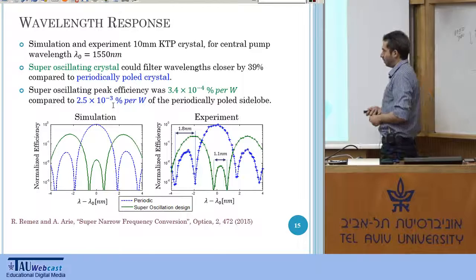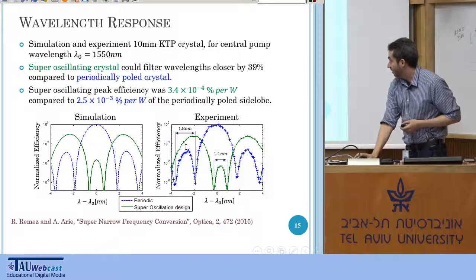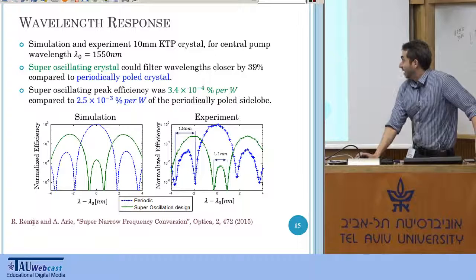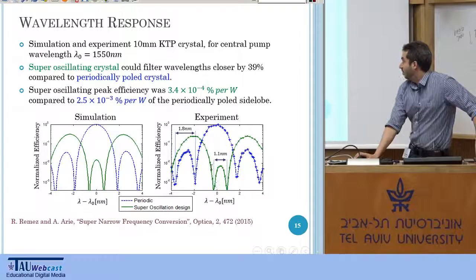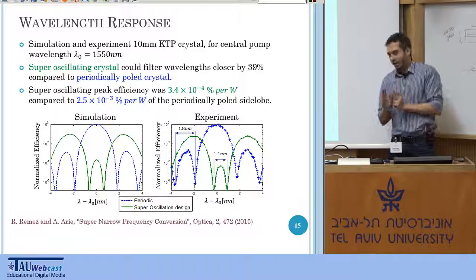So we have implemented this in the lab. You can see the sinc response for a normal crystal. This is in blue. And the side lobes also have the width of the period of the highest oscillation we expect to find. And our super oscillating function is here, about 40% narrower than the sinc side lobe. This means we can filter out two frequencies using this crystal which are 40% closer to one another. This is our experimental result.